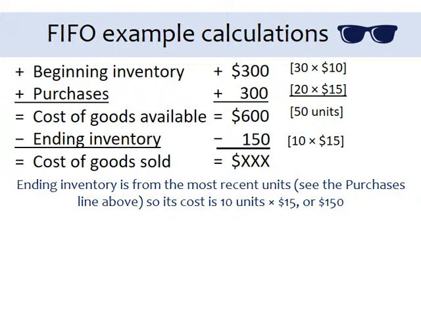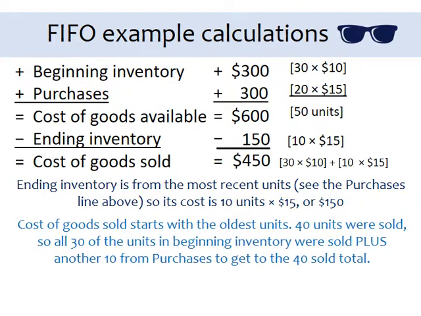Now to calculate the cost of goods sold. Cost of goods sold starts with the oldest units. 40 units were sold, so all 30 of the units in beginning inventory were sold, plus another 10 from purchases to get the 40 sold. We will take 30 units from beginning inventory at $10 and add 10 units from purchases at $15 to get our total cost of goods sold of $450.